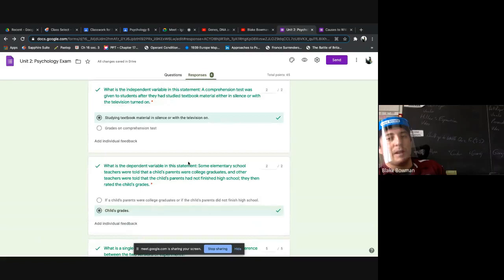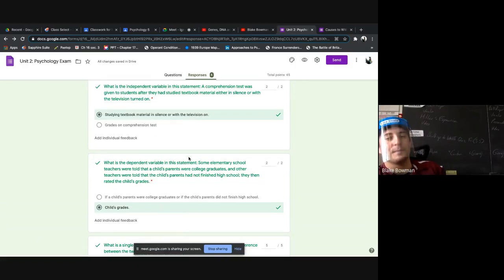What is an independent variable in the statement? A comprehension test was given to students after they had studied textbook material either in silence or with the television turned on. So studying textbook material in silence or with the television on. It depends if it's silent or if they had noise in the background.